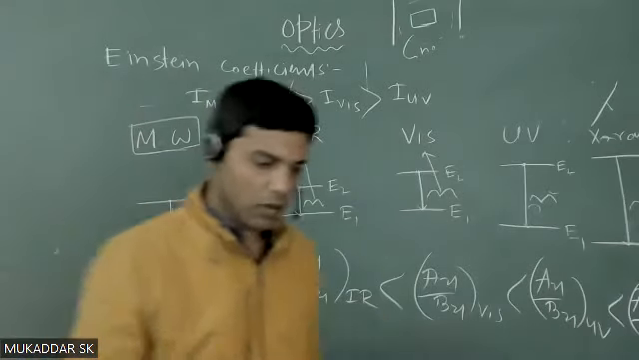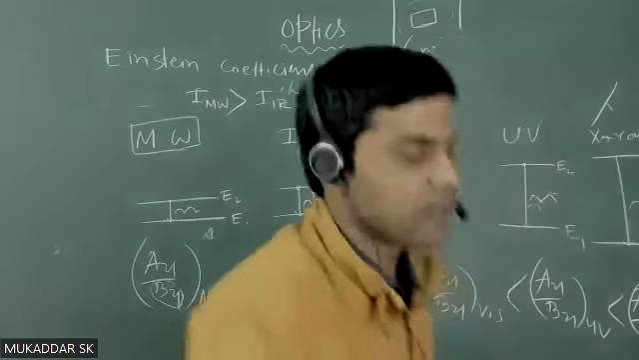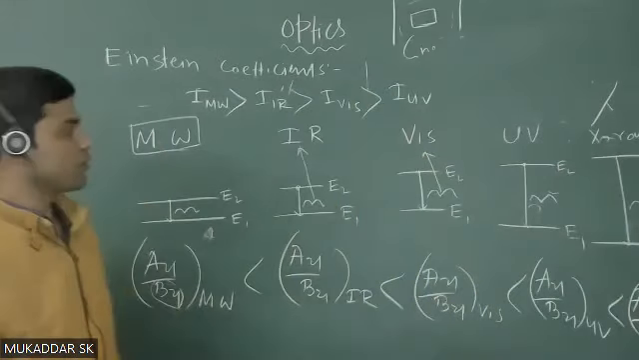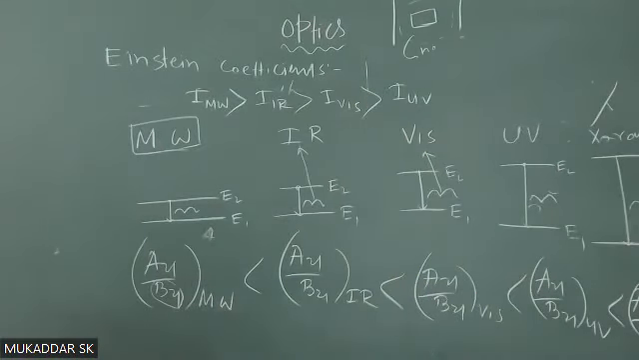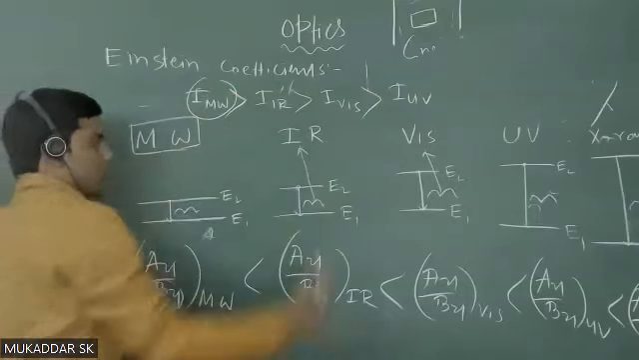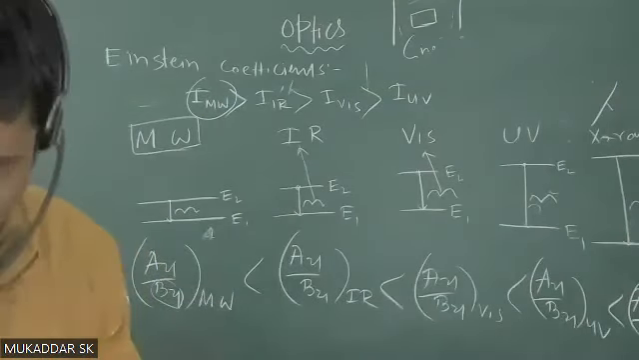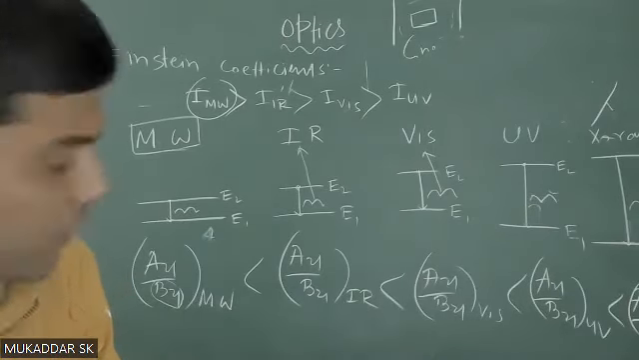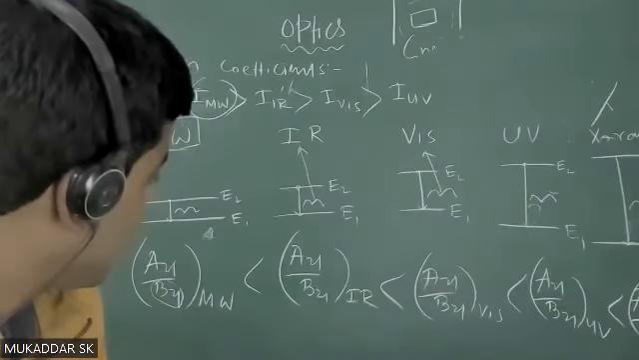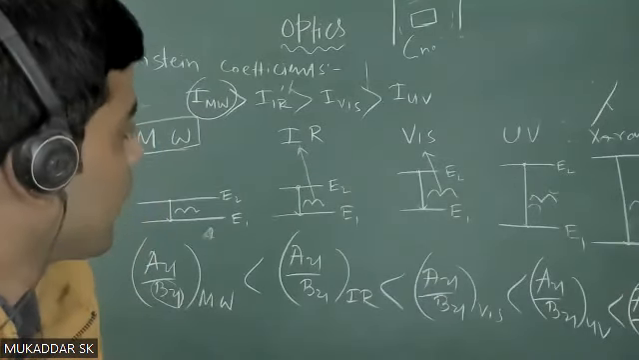You will never build up any intensity. So it is not possible to produce an X-ray laser, and the intensity of a microwave laser will be highest among all lasers. Why? Because stimulated emission is strongly dominated over spontaneous emission, and that is actually needed to produce high intensity light.